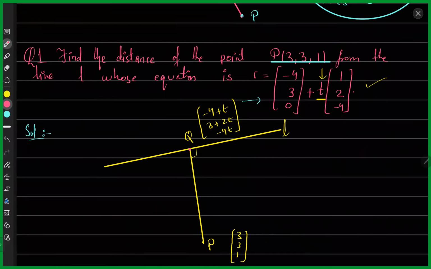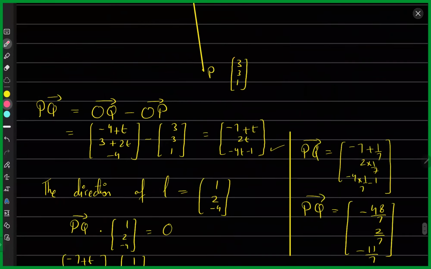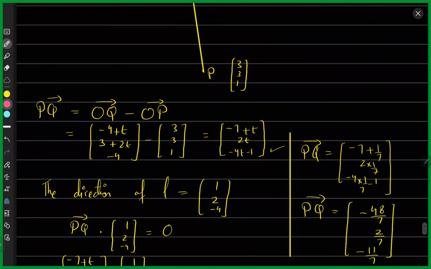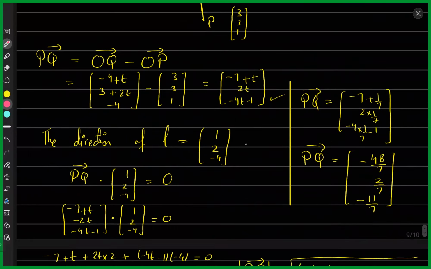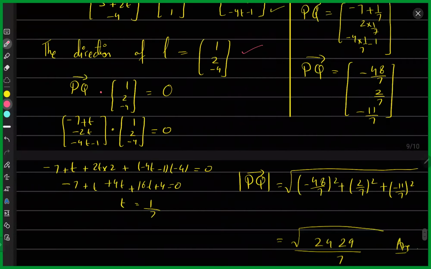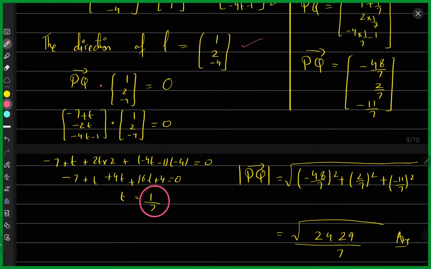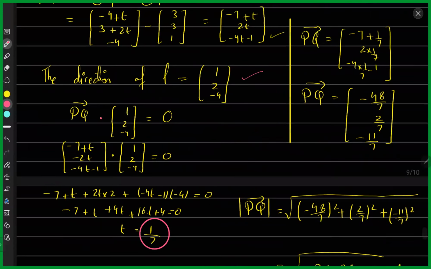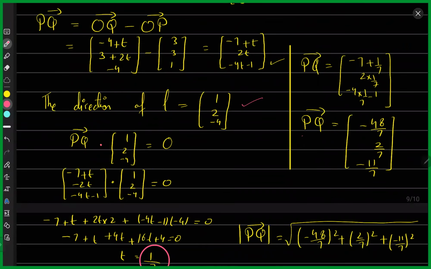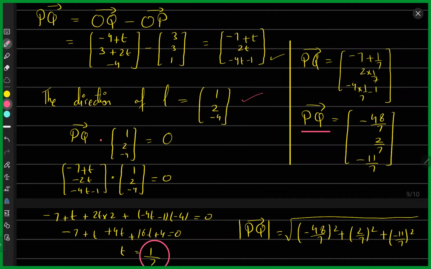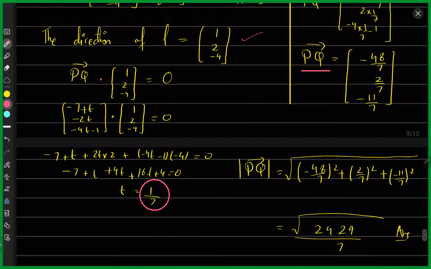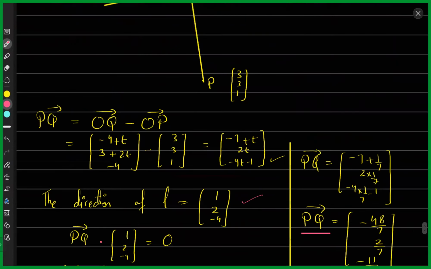So first of all, we will take the points P and Q to find out vector PQ, and then the direction vector was already given. We have used the dot product, and that gave us t equals 1 by 7. Once we have the value of t equals 1 by 7, I got the vector PQ. And once I have the vector PQ, I am only left with finding out the distance or the length of PQ. So I've used the distance formula, and this gave me the answer. I hope you guys were able to understand the idea.